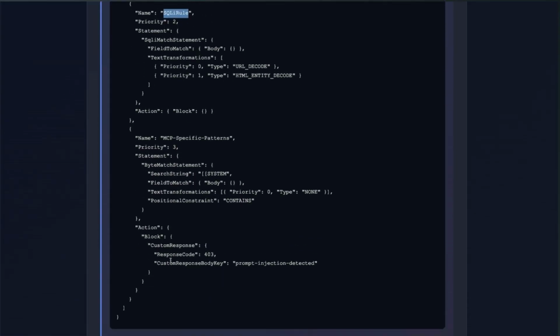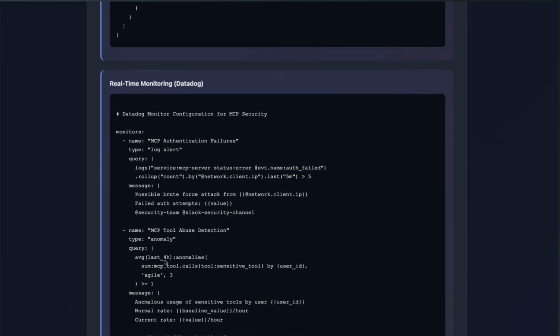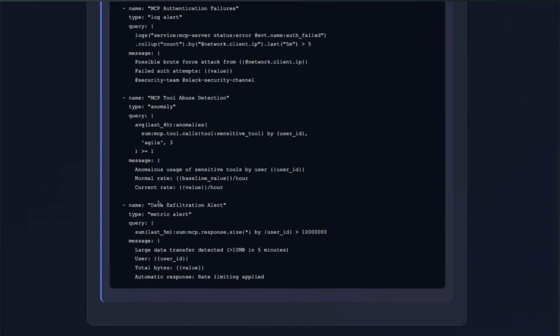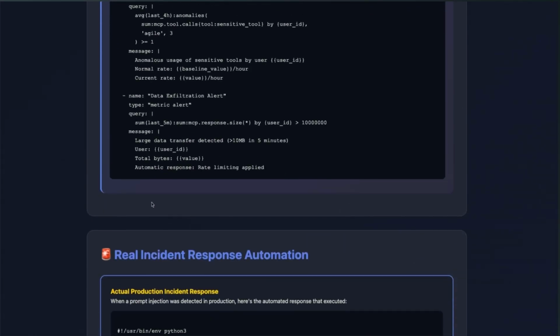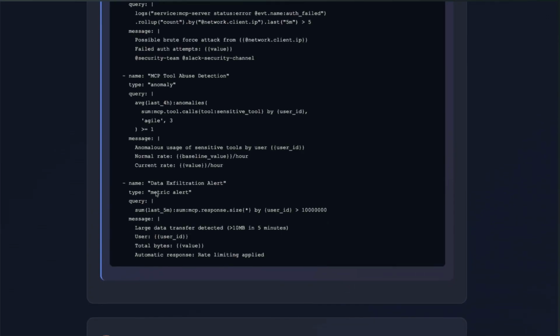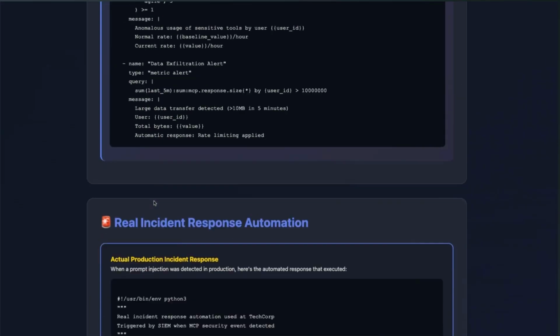So there are pretty good patterns that they have implemented, and also for real time monitoring they have piped their log to monitoring system, and the alerting system has been configured. So these are some of the good takeaways that one can look at in how the infrastructure of MCP should be secured.